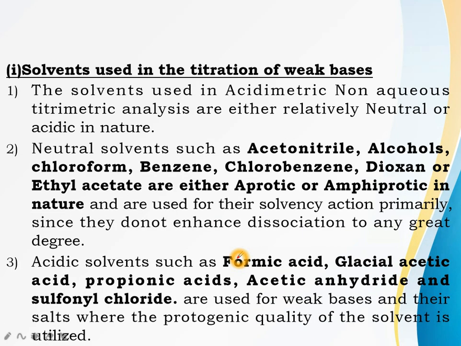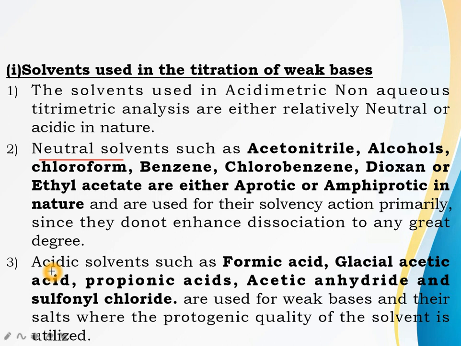Next, the sample is your weak base. Then what about the solvent? The solvent in the titration of weak bases can be a neutral solvent or an acidic solvent. Examples of neutral solvents are acetonitrile, alcohol, chloroform, benzene, chlorobenzene, dioxane or ethyl acetate, etc. Examples of acidic solvents are formic acid, glacial acetic acid, propionic acid, acetic anhydride and sulfuryl chloride.